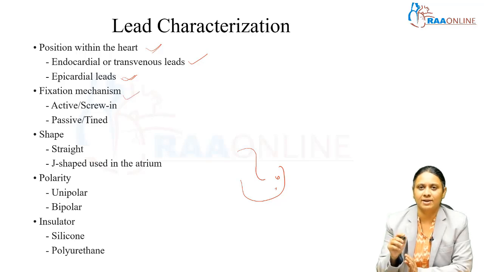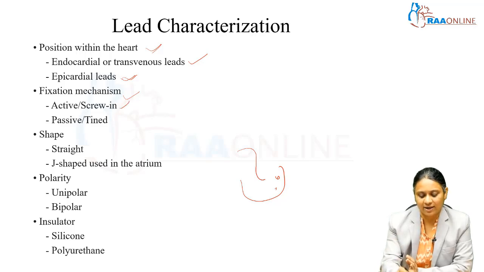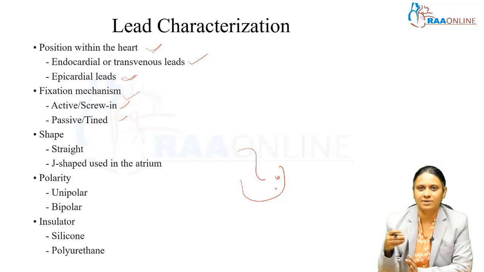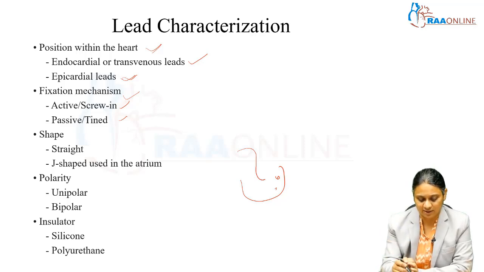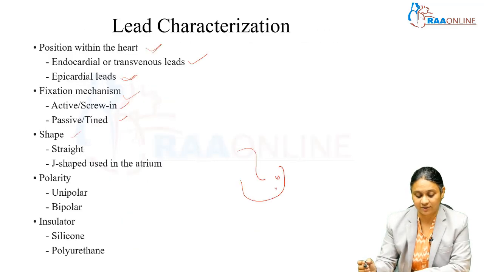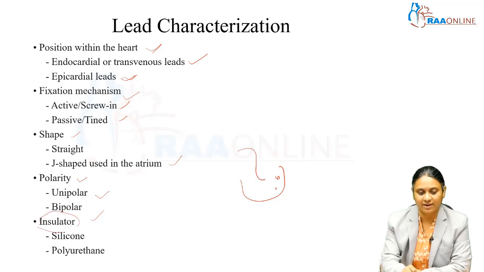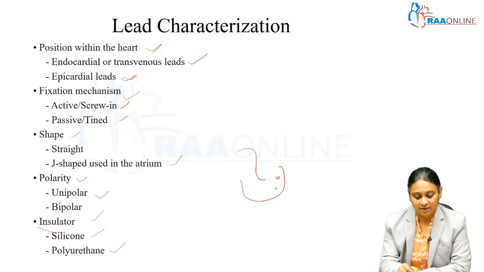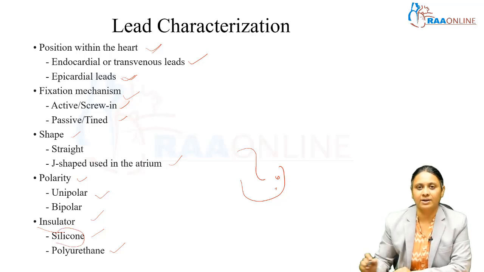Based on the fixation mechanism, leads are classified as active or screw-in leads, or tined leads, which are passive leads, which we saw have fan or wing-like structures that attach themselves to the ventricular trabeculae or the atrial surface and form a fibrous capsule around them and stabilize. Depending upon the shape, we saw two shapes of leads: one is straight and the other is J or curved, which is used in the atrium. Based on the polarity, unipolar or bipolar leads. Based on the insulator, it can be either silicone or polyurethane. Both are biocompatible. Silicone is the inert insulator.